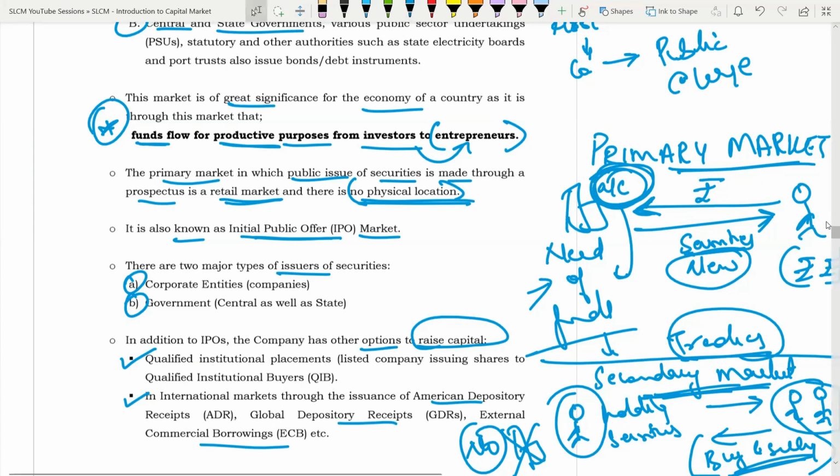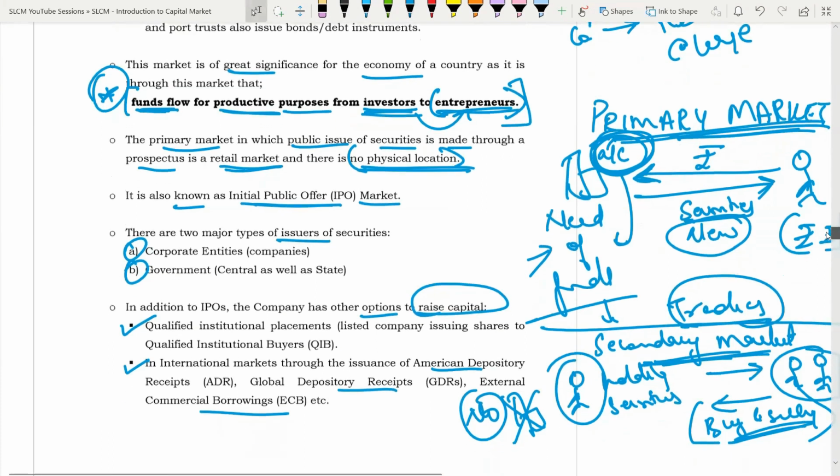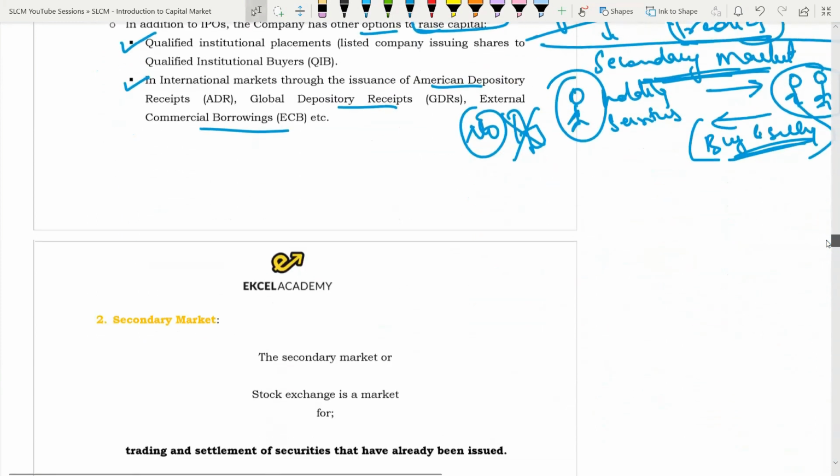Okay, that is why when we discuss the objective of the primary market, it is flowing the funds from the investors to the entrepreneurs, because only in the primary market is the fund going to be transferred to the entrepreneurs. Thereafter, they are not going to get any money from the secondary market.